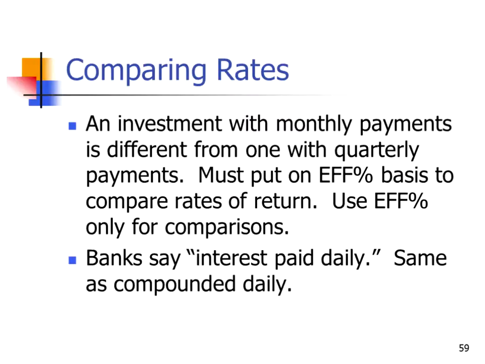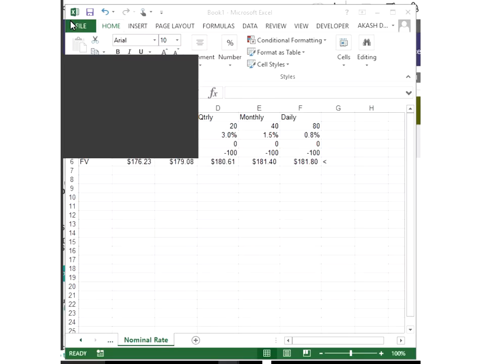So, comparing rates: an investment with monthly payments is different from one with quarterly payments. You must put them on an effective percentage basis to compare rates of return. Use the effective percent only for comparisons. Banks say interest paid daily, same as compounded daily. So I can show you, even in Excel, how you can get your effective rates.